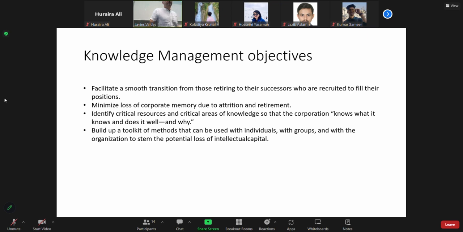The objective that I think is the most valuable for you in the future is going to be the last one: build a toolkit of methods that can be used with individuals, with an organization, with groups, and that will diminish the risk in the future of losing something, also for yourself.